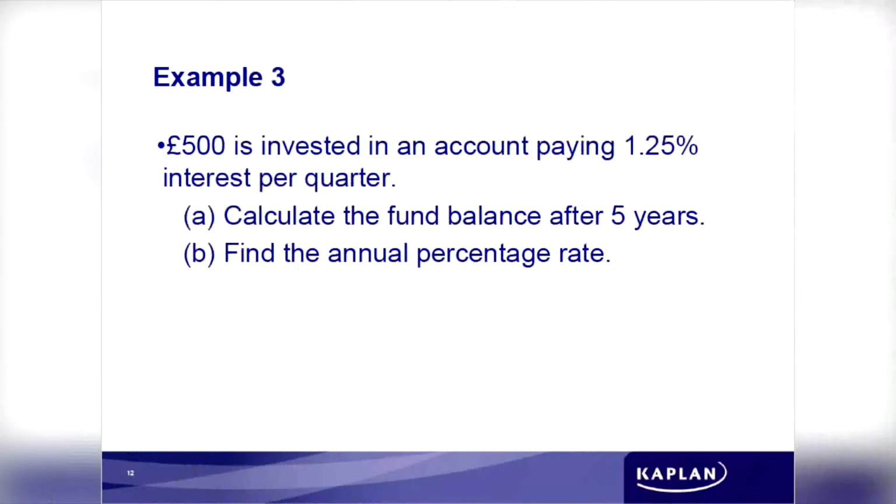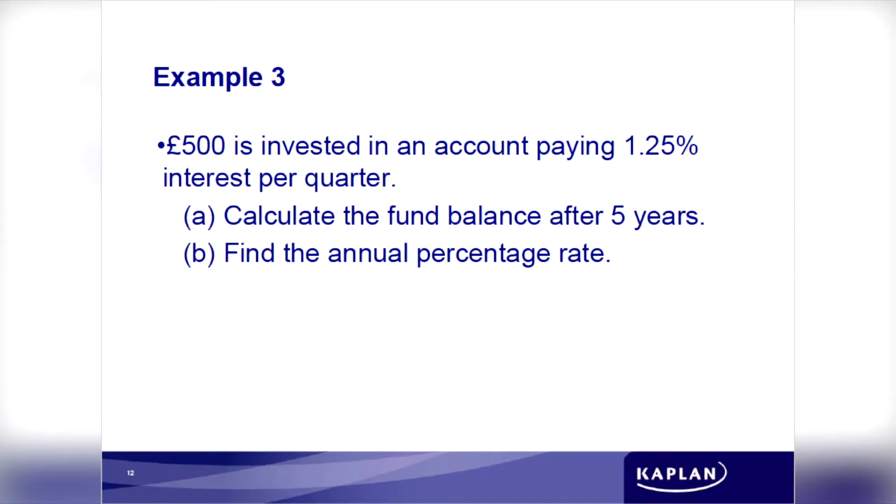Now let's look at a little example. That's example number 3. It says £500 is invested in an account paying 1.25% interest per quarter. A, calculate the fund balance after 5 years. So here we're just going to use the formula S equals X multiplied by 1 plus 0.0125, to the power of N, where N is 5. And then you get your value.